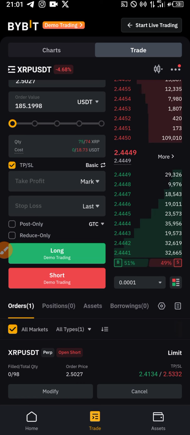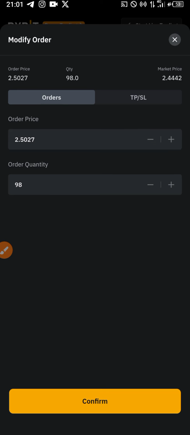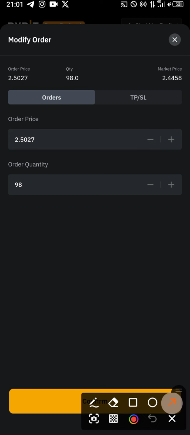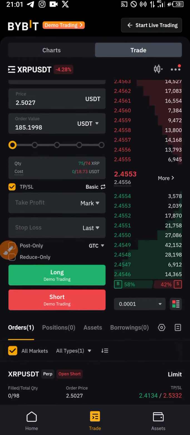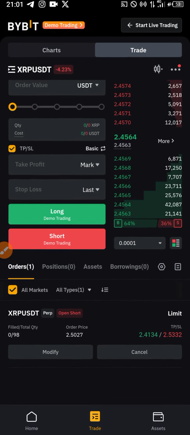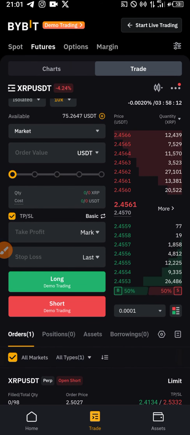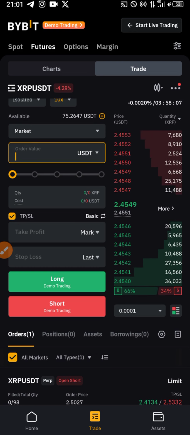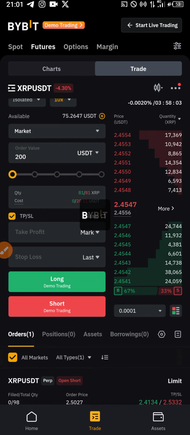Your liquidation price. The order has not yet been filled. If the order has been filled, your liquidation price will show on top here. Let's quickly perform a market order. You see what I'm saying? But there's another way you can calculate your liquidation price. But hold on first. Let's quickly perform a quick order, right?